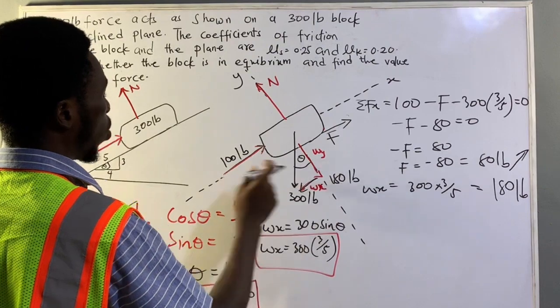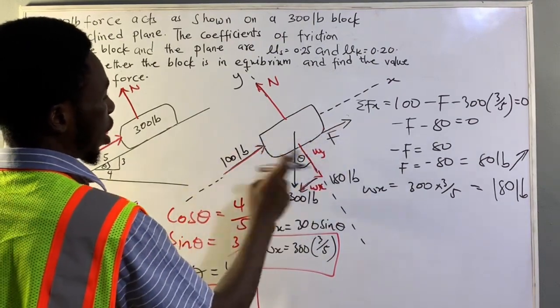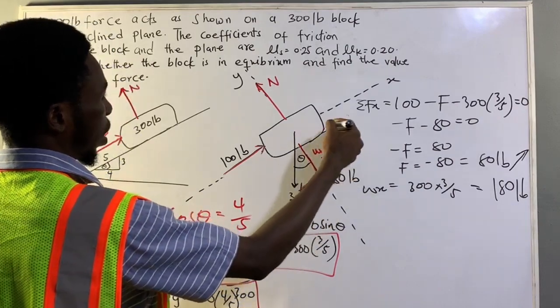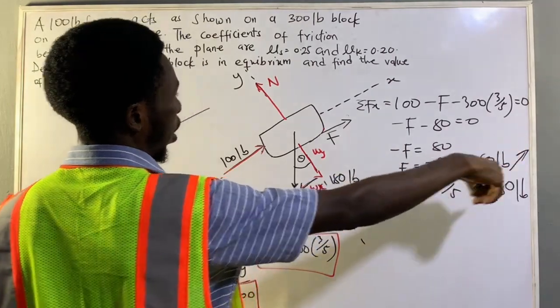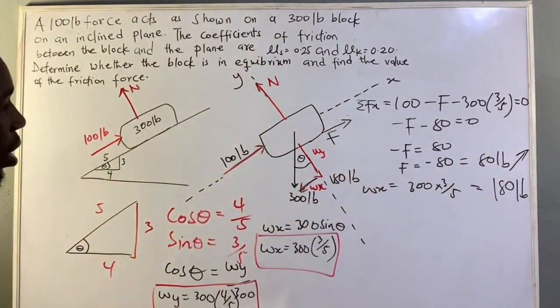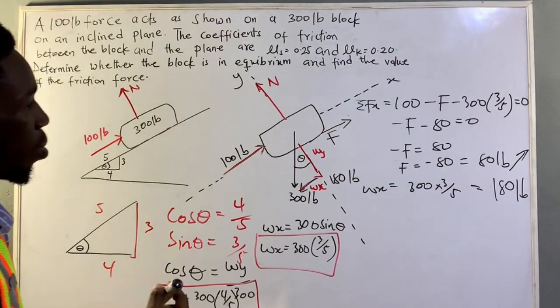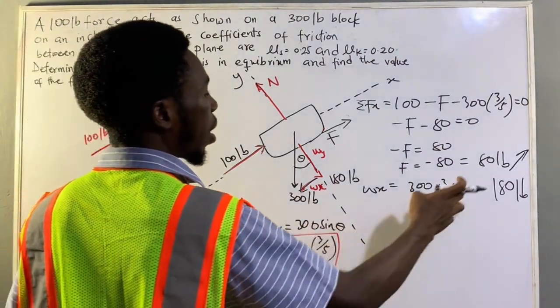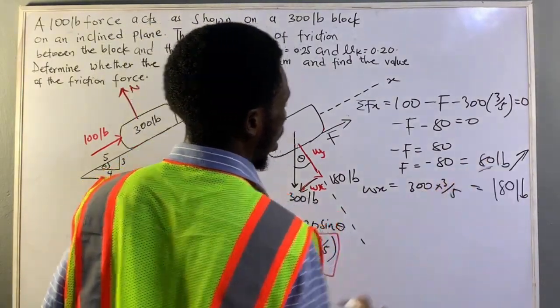Okay, so that's because 100 minus 80 gives us 20, and that 20 can't balance it, so the friction must move in this direction. So that's why we have 80 pounds, and we have the direction that way. What that means is that before this system will be in equilibrium, the friction force in the x-axis direction must be equal to 80 pounds.